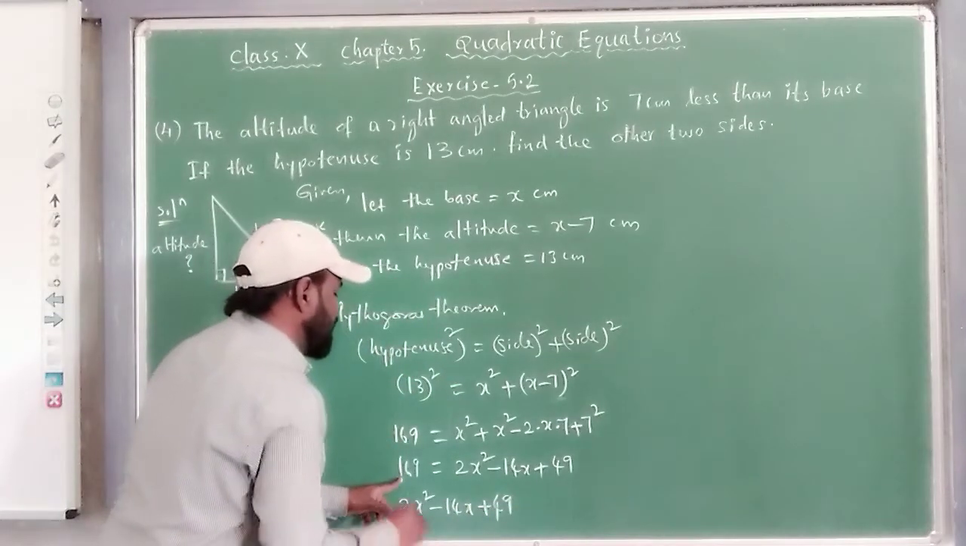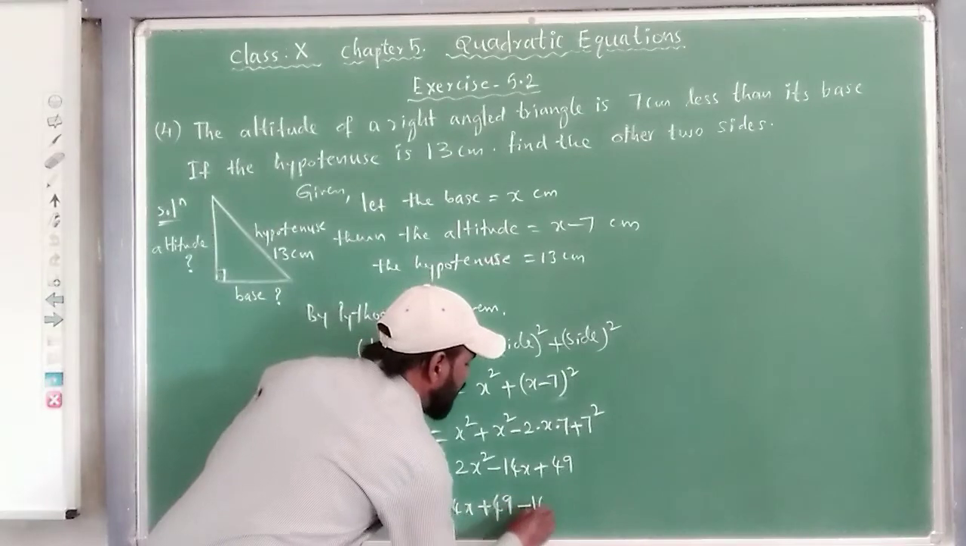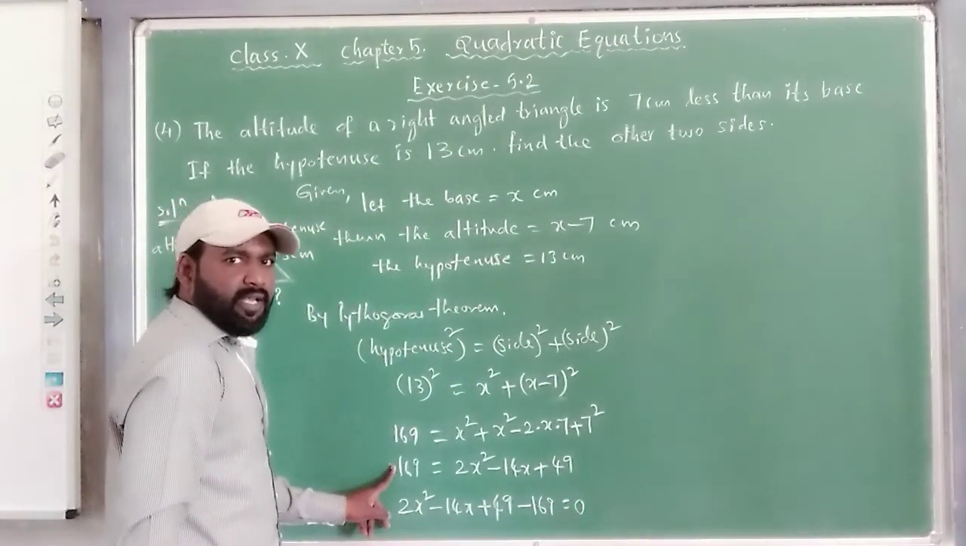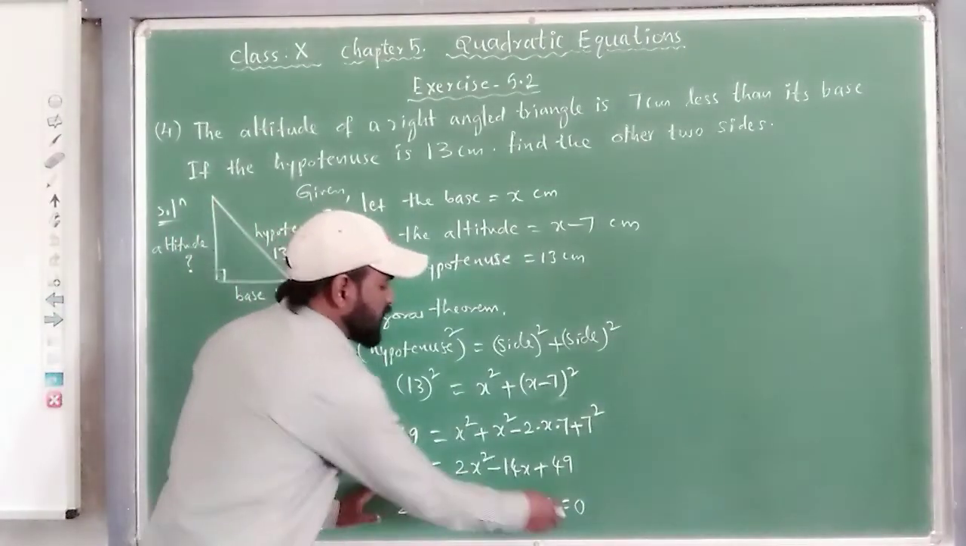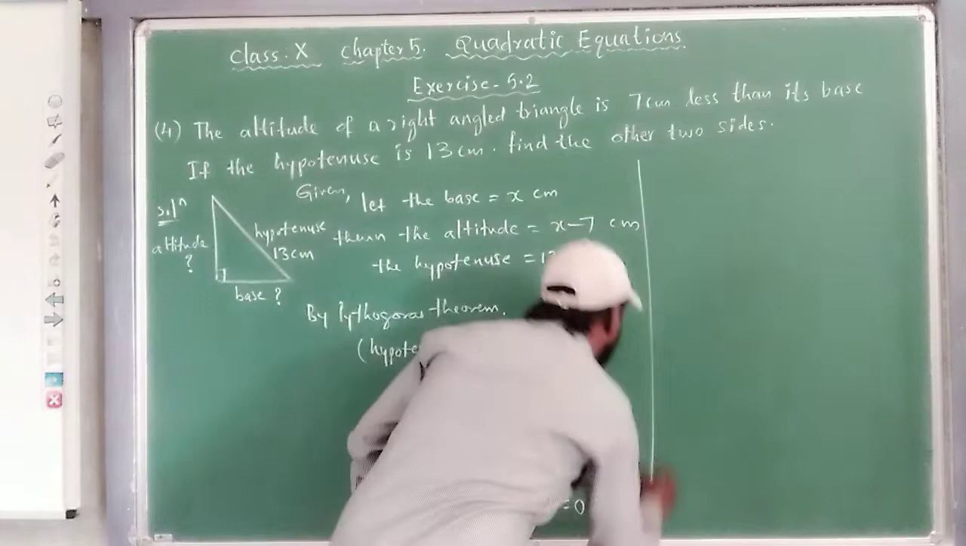Here 169 is there, and when we transpose it to the other side, it will become minus 169. Then it will become 0 on the left hand side. Now it is transposed towards the right hand side. Now go for the simplification.